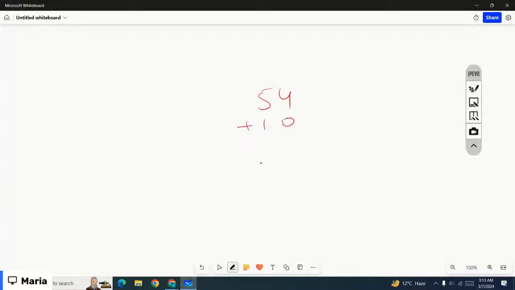54 plus 10. 4 plus 0 is 4. You just have to add 5 plus 1, 6. That means 10 more than 54 is 64. So the correct option is 64, right?